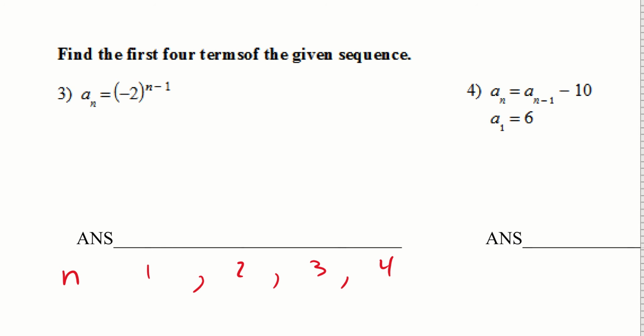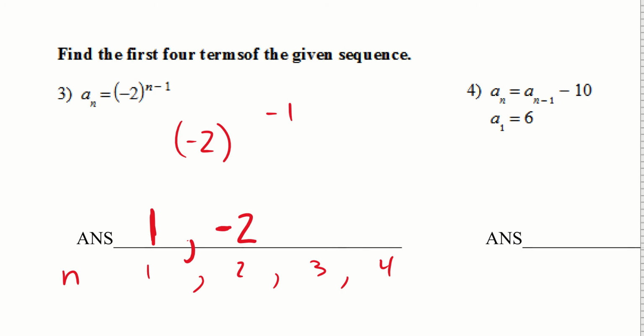If I write this a little bit larger, I've got -2 raised to the box, n minus 1 power. If I put a 1 in there, well, 1 minus 1 is 0. -2 raised to the 0 power is 1. The first number of my sequence is the number 1. Okay, let's put in the number 2. 2 minus 1 is 1. -2 to the first power would be simply the number -2.